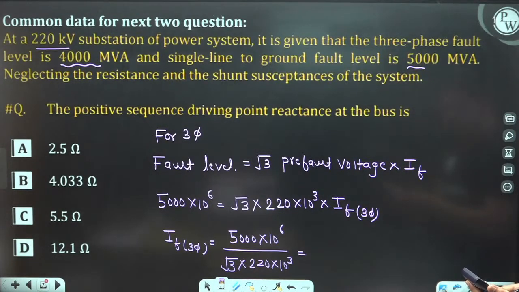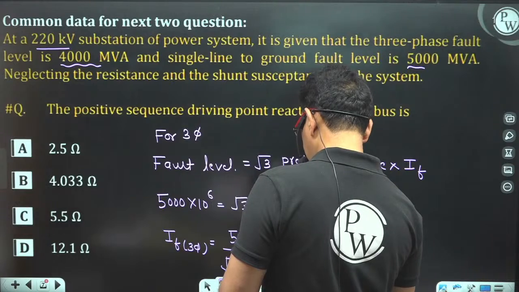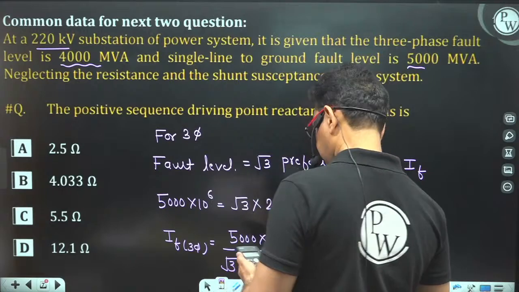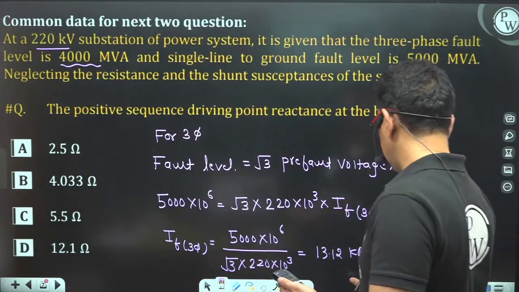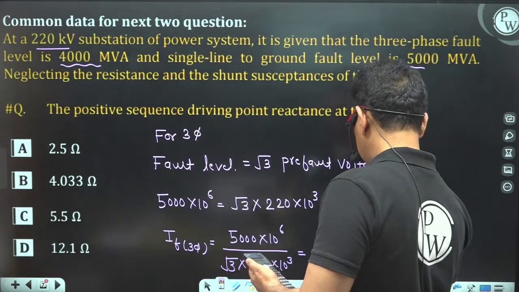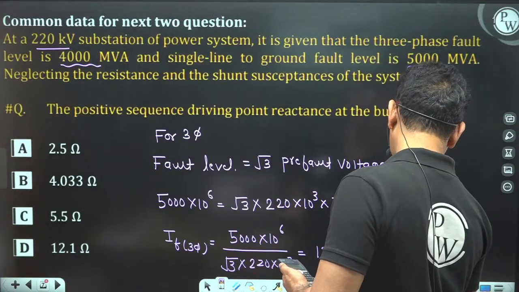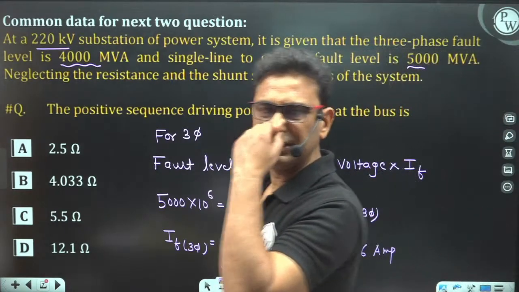So it is 5000 divided by 220 into root 3. That is 13.12 kilo ampere, or 13121.6 ampere. Clear? But we have to find out the value of positive sequence reactance. This is the fault current for the three-phase fault.